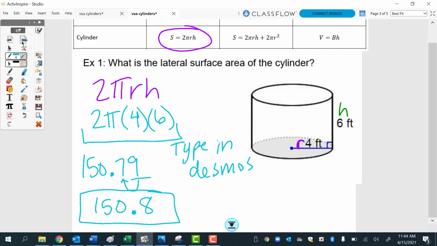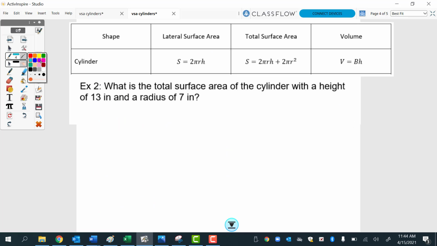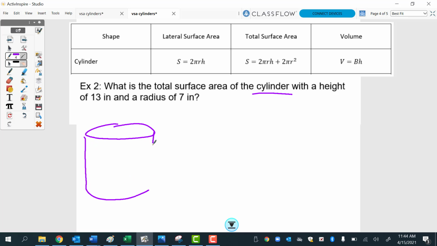Okay, next one. What is the total surface area of the cylinder with a height of 13 inches and a radius of 7 inches? So they didn't give me a picture this time. If you want, you can draw it. We're drawing a cylinder. So we're going to draw the circle. You don't have to draw this picture. If you're not a good drawer, you don't have to draw it. So they said the height was 13, so that's on the side. And the radius is 7.